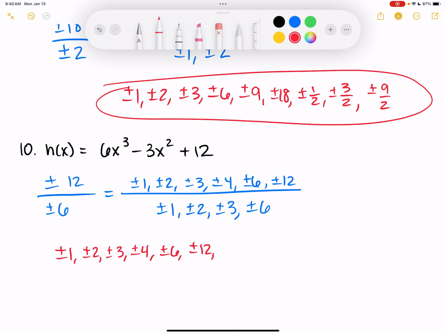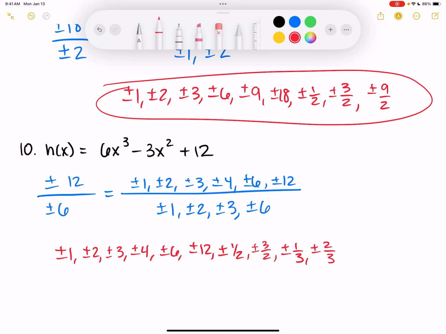All right, so once I've got all of them over 1, then I need all of them over 2. So 1 over 2. 2 over 2 I already have. 3 over 2. 4 over 2 I already have. 6 over 2 I already have. And 12 over 2 I already have. So that one was nice. I only had to add 2 more. Then all of them over 3. So 1 over 3. 2 over 3.